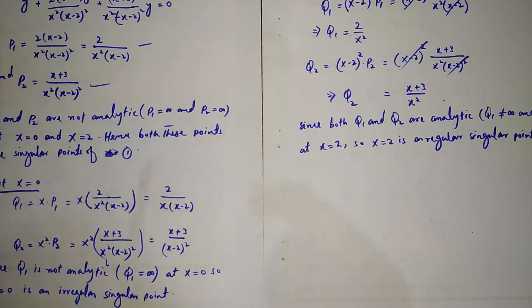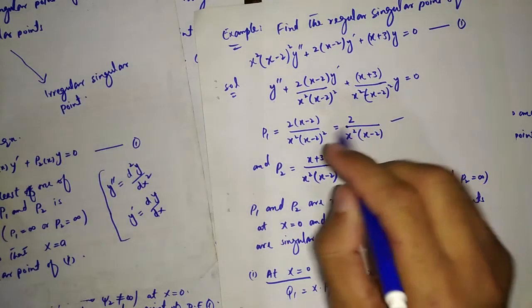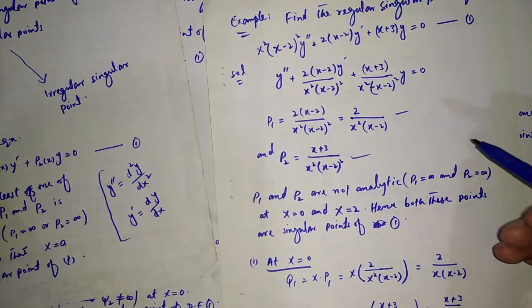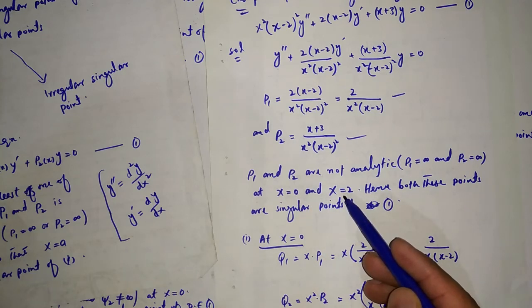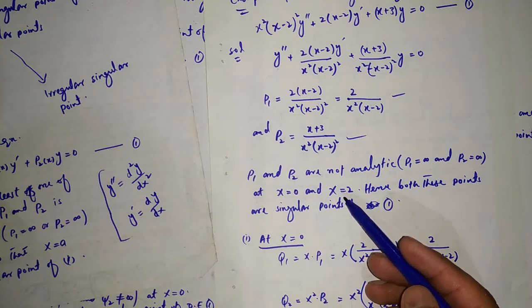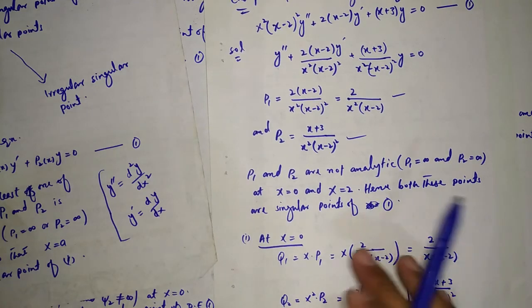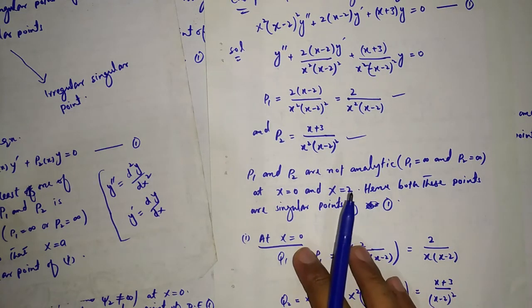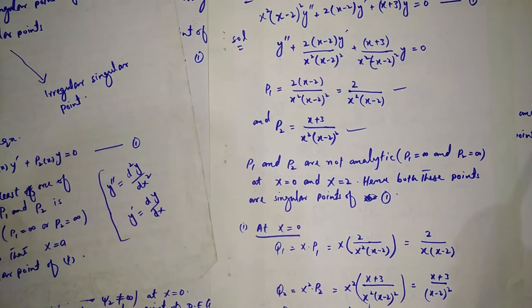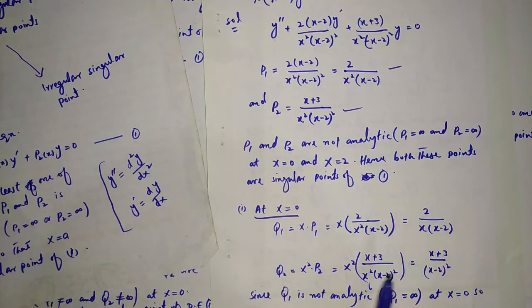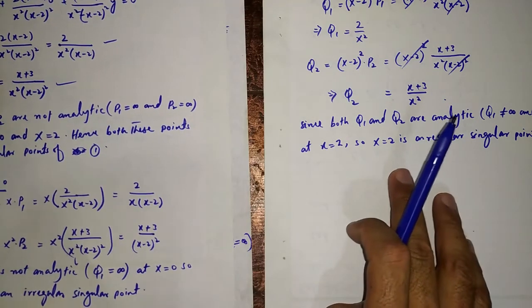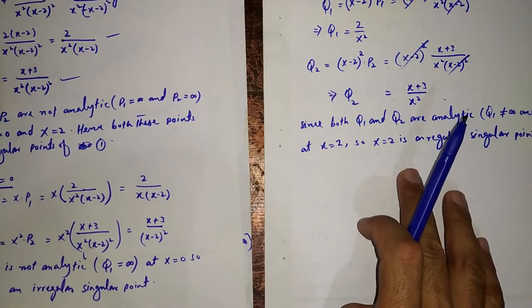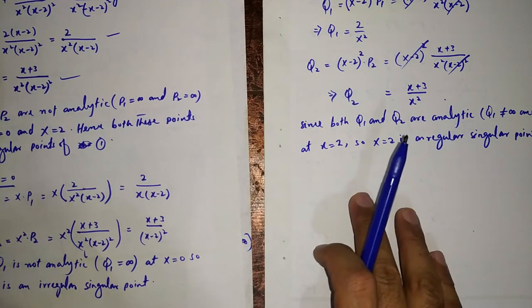So for the given differential equation, we find that it has two singular points. One is x equals 0 and the other is x equals 2. But at x equals 0, this is an irregular singular point because at this point q1 is not analytic, while at x equals 2 both q1 and q2 are analytic. So this is a regular singular point.